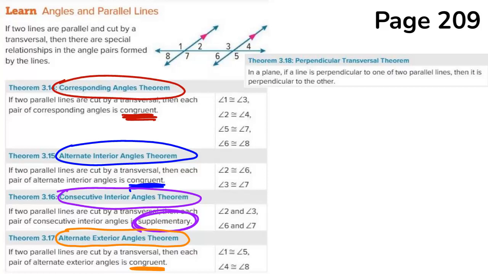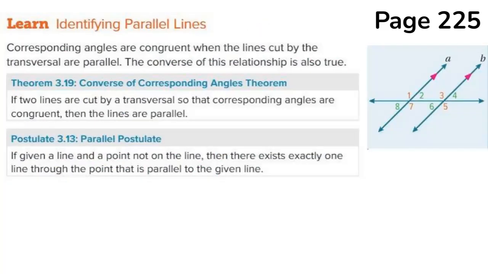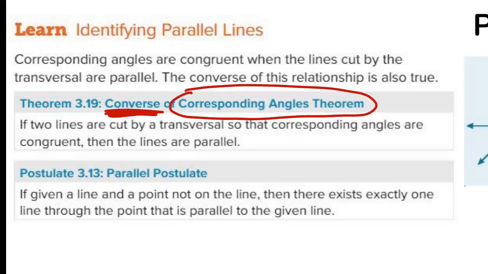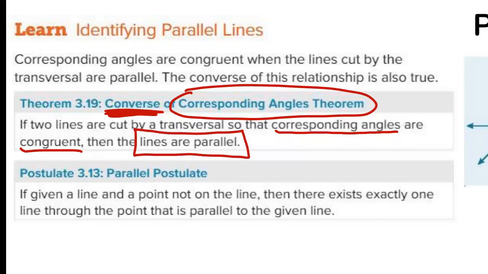Today, our focus is going to be on proving that lines are parallel. So if I know angles are congruent, I can use that information to prove the lines are parallel. So the converse of my corresponding angles theorem, now I'm on page 225. If my corresponding angles are congruent, that means my lines are parallel.